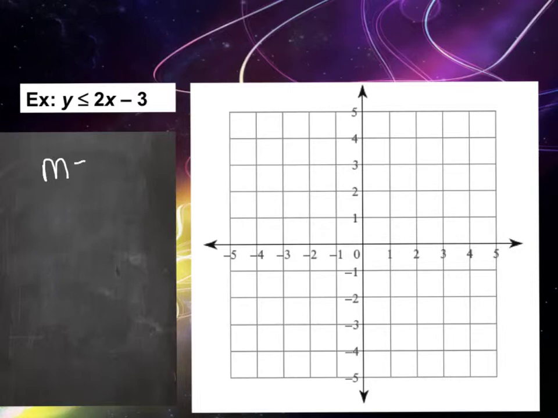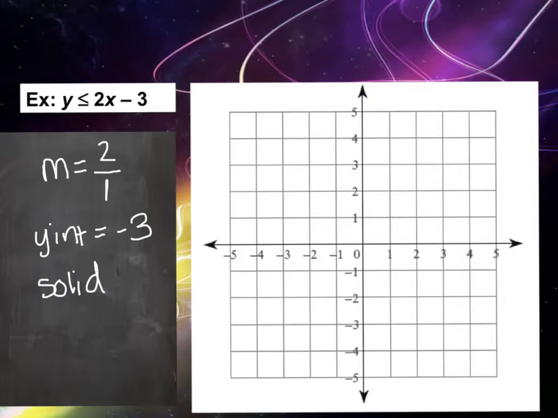First, we need to know what our slope is. Our slope is always next to x, so it's going to be 2. And since we want to do rise over run, we need to make it into a fraction. Our y-intercept, the point that we always begin with, is negative 3. And because I have a bar underneath my inequality symbol, I'm going to want to use a solid line to graph. So I'm going to start at negative 3 and make my first dot.